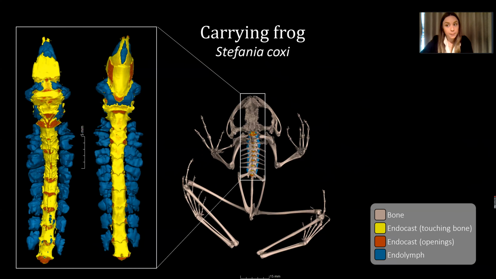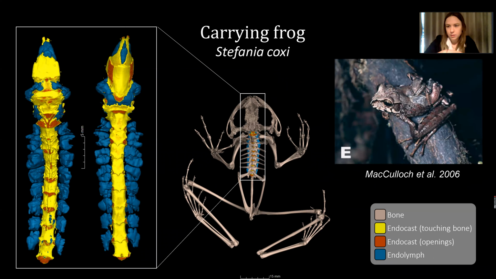This is a frog that has the most amount of endolymph of any frog I've seen so far. This is Stefania. It's also known as the carrying frog. And it's called the carrying frog because this frog carries its babies on its back while they develop. And not only do they develop, they fully develop. So by the time the baby frogs jump off the back of the mother frog, they have fully formed skeletons. So perhaps the endolymph is also involved in building the skeletons of the baby frogs too.